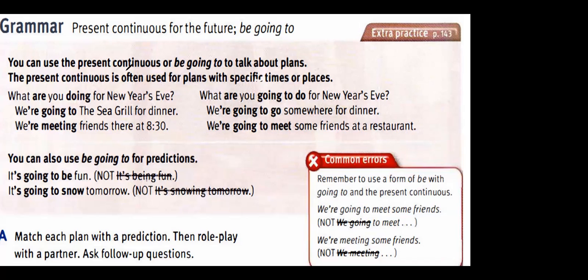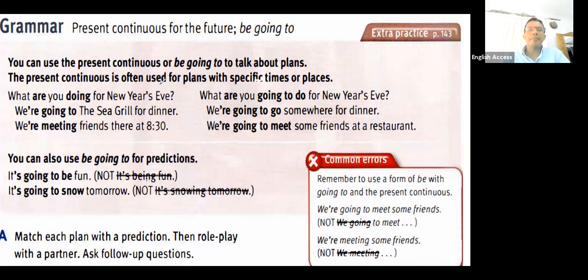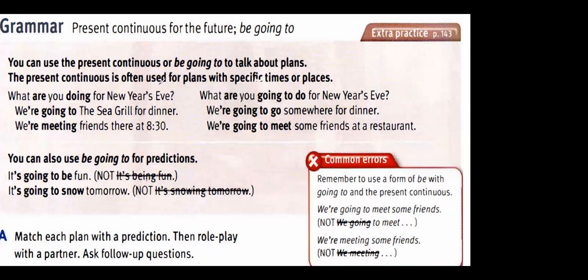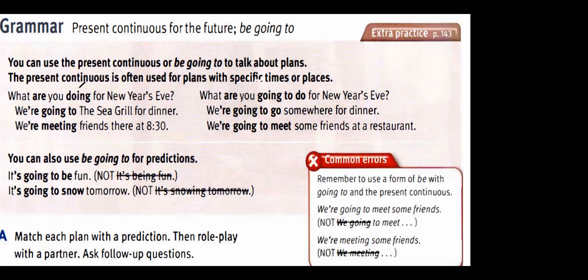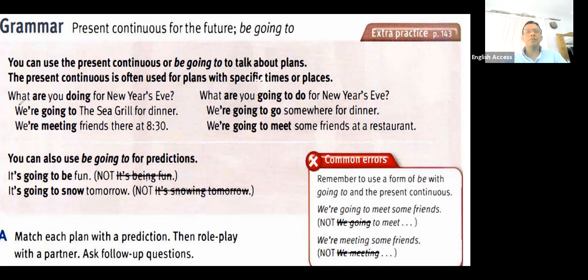You can use the present continuous or be going to to talk about plans. The present continuous is often used for plans with specific times or places. Okay, this is used, no E. Do you see the ending? Used for plans with specific times or places. Excellent. Well, you remember you saw this, the present continuous or be going to for future plans.